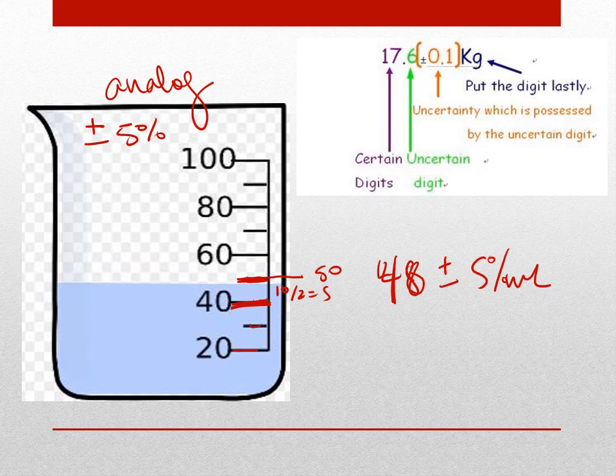Let's talk about what's certain. Our certain digit is the 4. I know for sure it's 40 something. Our uncertain digit is going to be that 8. That's the one I guessed. And then our degree of uncertainty is plus or minus 5, again, because I figure out my increment: 40 to 50 is 10, chop that 10 in half is 5. So 48 plus or minus 5.